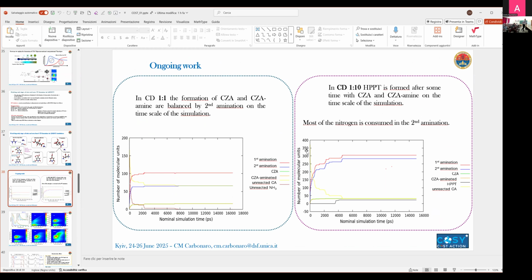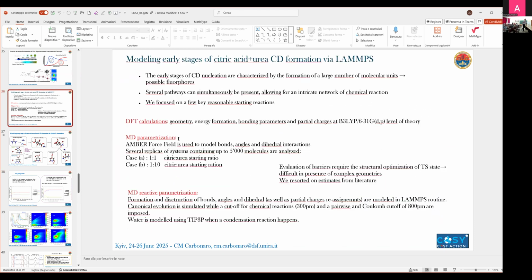And the size of your system, you also had some water molecules, as I understand. Yeah, the size is about 5,000 molecules inside our system, in order to get the typical experimental concentration of citric acid and urea.